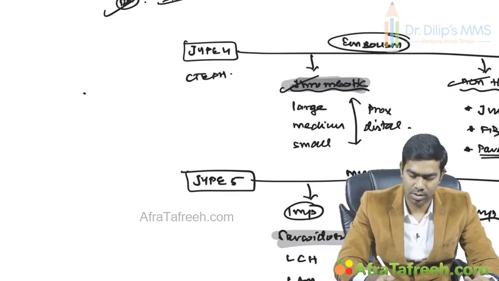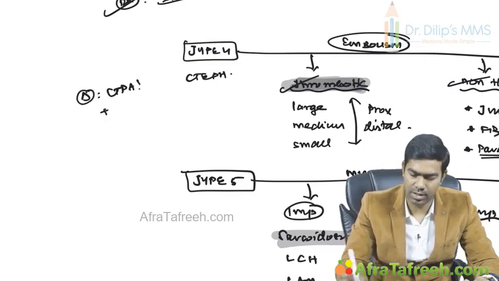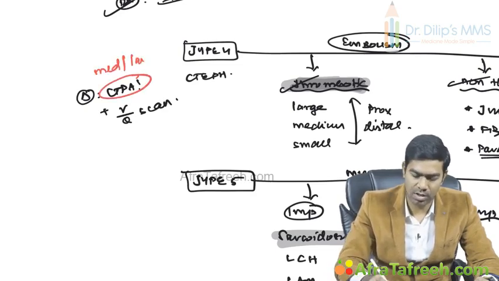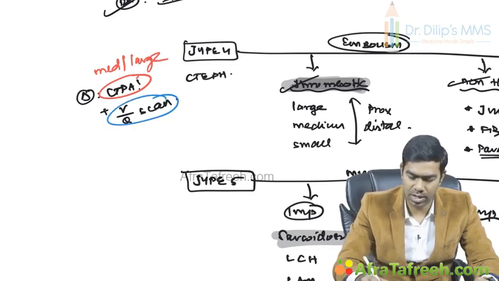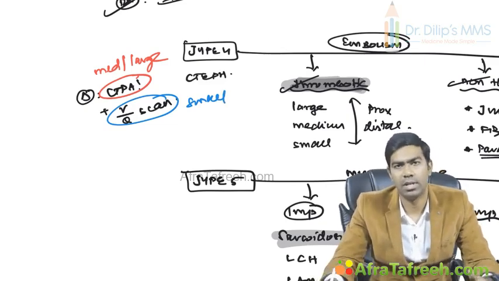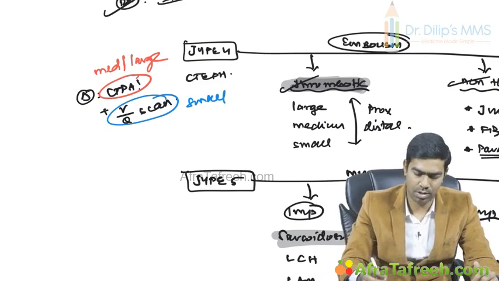In type 4, the main diagnostic yield will be on CT pulmonary angiogram, plus definitely you have to do a VQ scan. Because please understand, CTPA can see only medium and large vessels. This we have seen already in the pulmonary embolism chapter itself. VQ scan is the one that can see smaller perfusion defects also. Small vessels also can be analyzed by this VQ scan. That's why VQ is very important here.